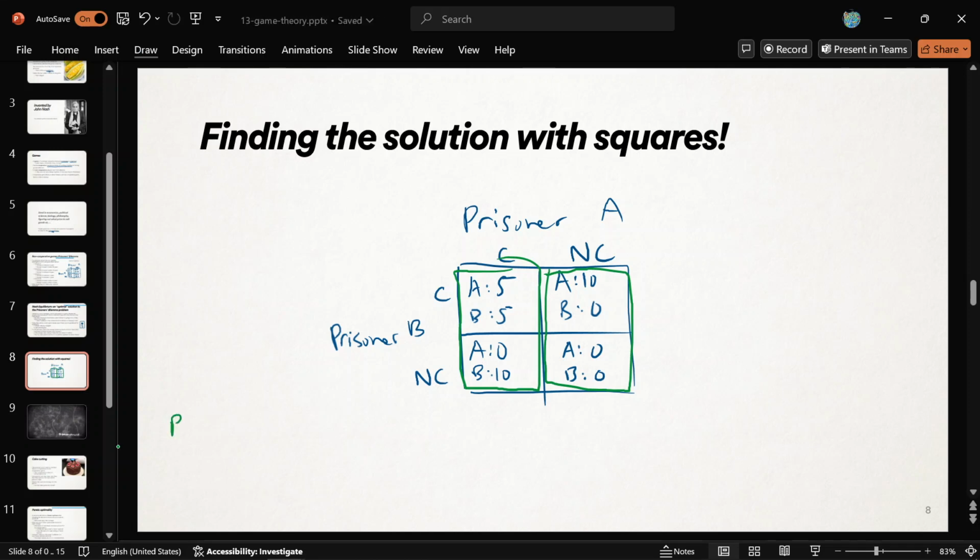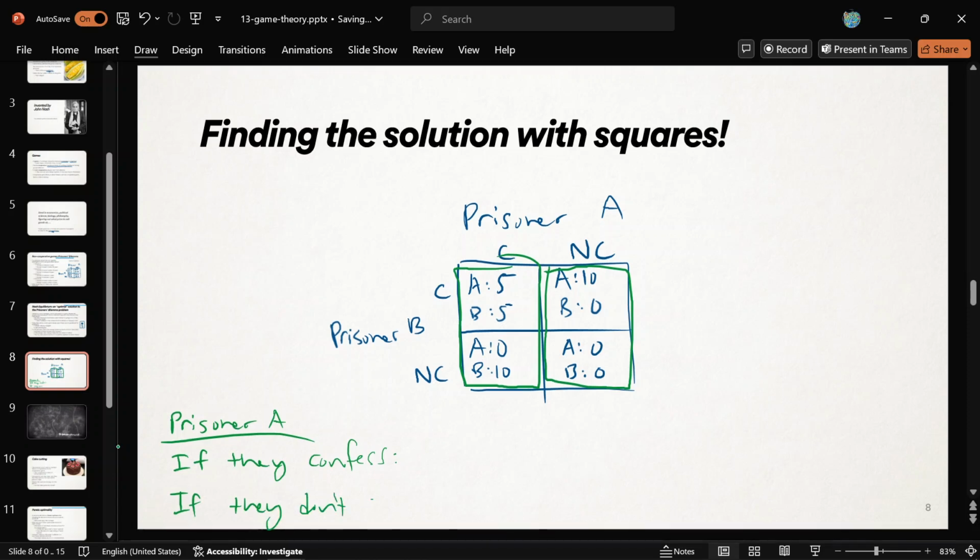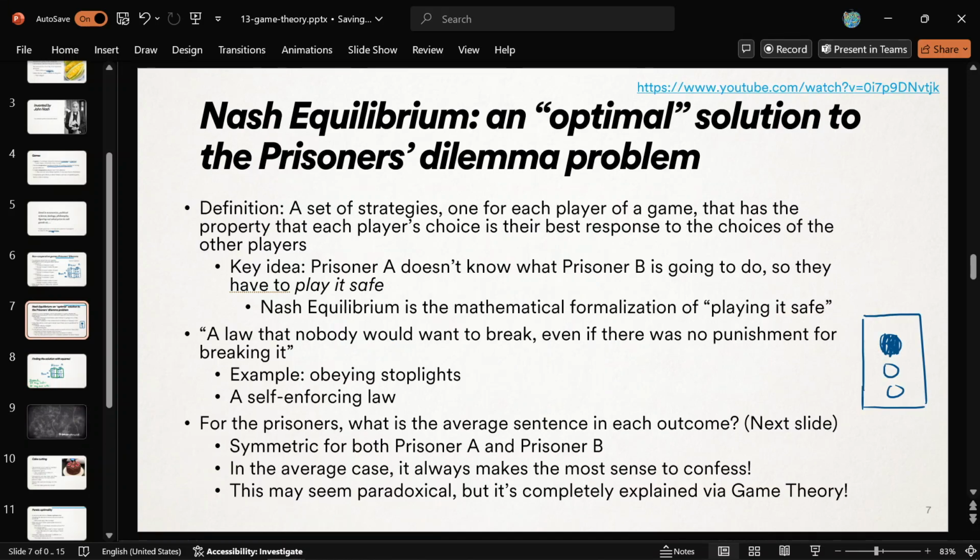You're going to be like, all right, from prisoner A's perspective, what are they going to do? If they confess, what's going to happen? And if they don't confess, what's going to happen? Let's try all the possibilities. Cool. And what we're going to solve for is, because they have no control, it's an equal 50-50 chance essentially which outcome they're going to get. So we're going to take the average.